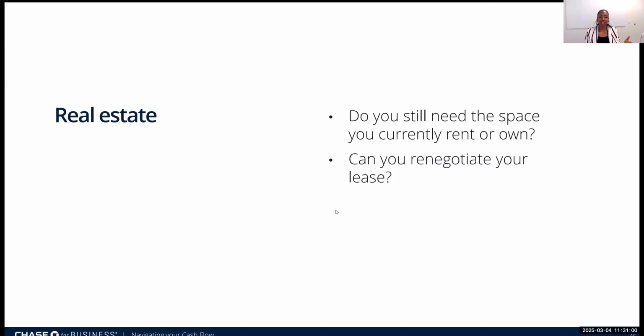So something to think about also is real estate. Do you still need a space? Are you currently renting or do you need to own? Are you looking at that? Have you looked at negotiating your lease? Do you even need to be in a space? A lot of times, we found out some people are coming back to the office, but there are a lot of people that realize they don't need a brick and mortar, right?